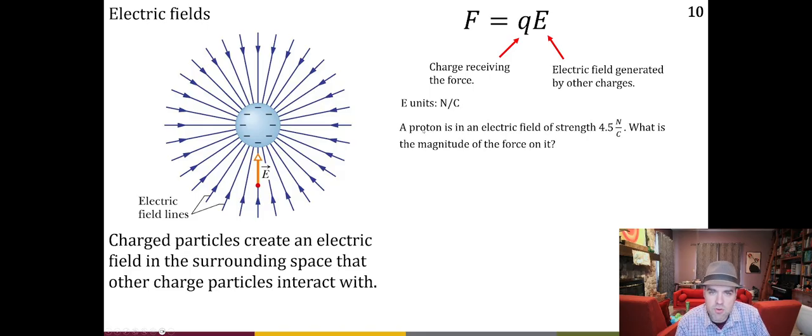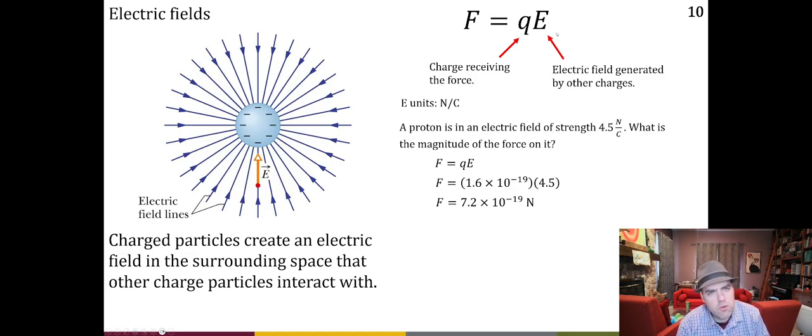So let's say a proton is in an electric field that has a strength of 4.5 newtons per coulomb. What is the magnitude of the force on the proton? Well, F equals QE. Q for a proton is the fundamental charge, 1.6 times 10 to the negative 19th. And the electric field I told you is 4.5 newtons per coulomb. I multiply those together. 7.2 times 10 to the negative 19th newtons is the force that this proton receives.